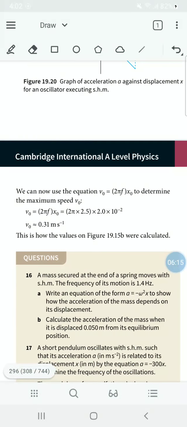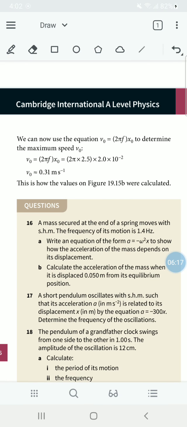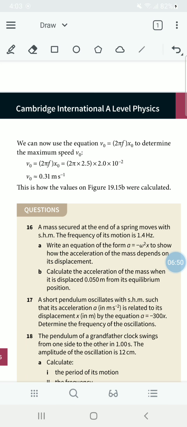We can now use the equation Vo equals 2 pi f xo, that is omega xo, to determine the maximum speed Vo. 2 pi into f, which we calculated as 2.5, into xo, which has been given as 2 into 10 to the power minus 2. As a result, Vo is 0.31 meters per second. So the values in figure 19.15b have been calculated equation-wise like this. I hope it makes sense.